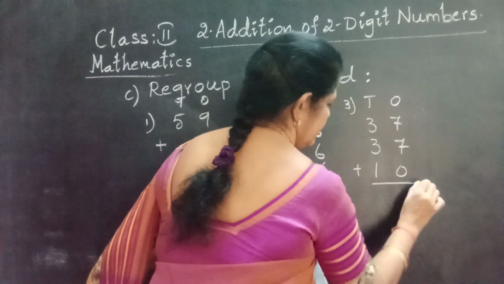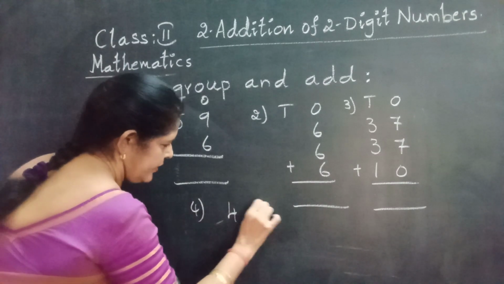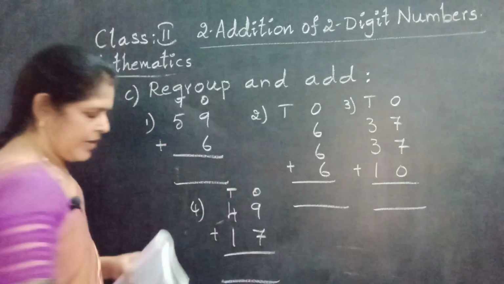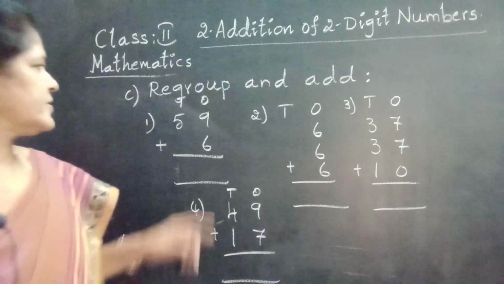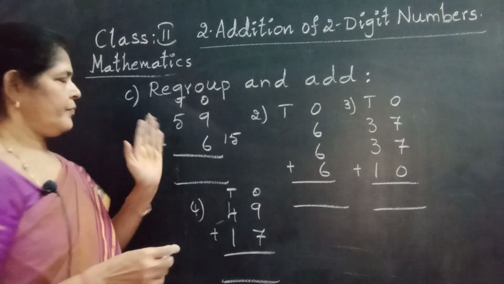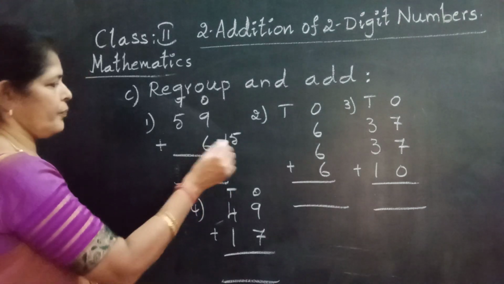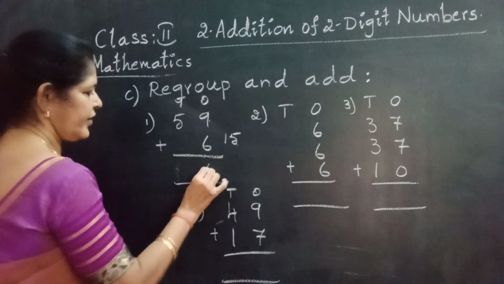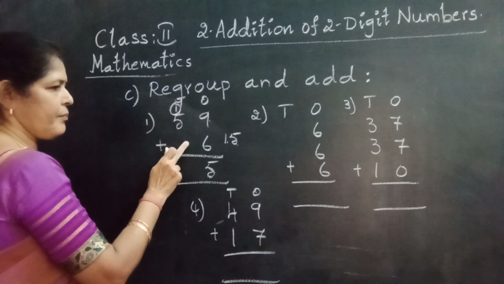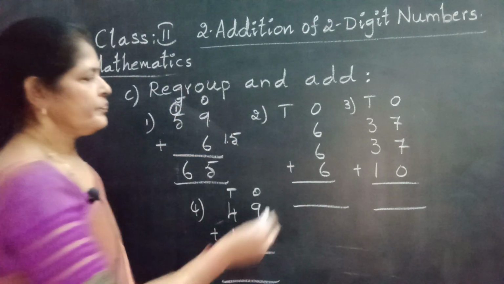10. Come on. Fourth one, 49 plus 17. Come on, do it yourself. Come on, try. Yes. 9 plus 6, 15. Very good. Is it regroup or without regroup? Yes, with regroup. 9 plus 6, 15. 5 right here. 1 carry forward. 1 plus 5, 6. Here no tens number, that's why write 6. What is the total? 65.